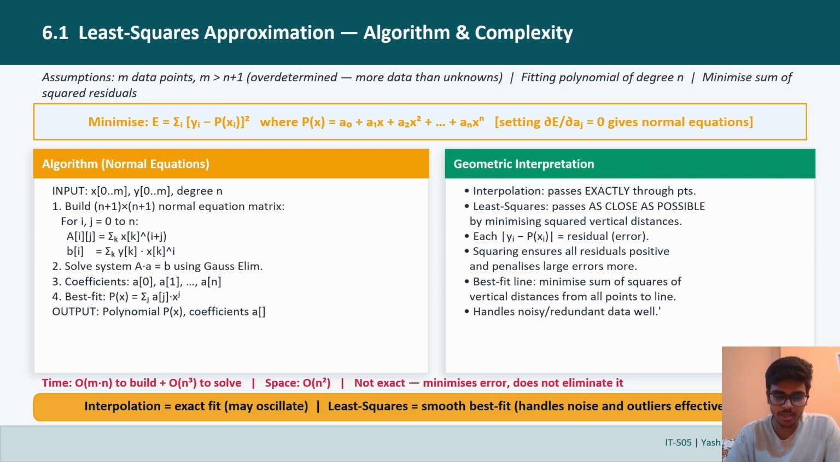So the time complexity is O of m times n to build the normal equations, plus O of n cubed to solve them. Space complexity is O of n squared. The result minimizes the error but does not eliminate it.